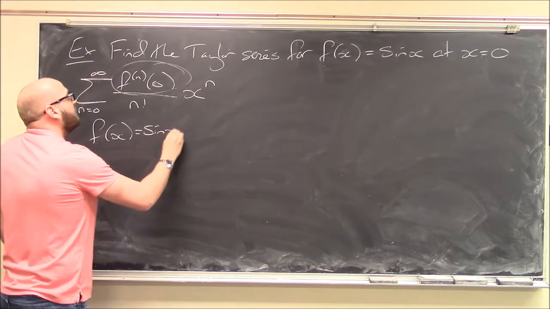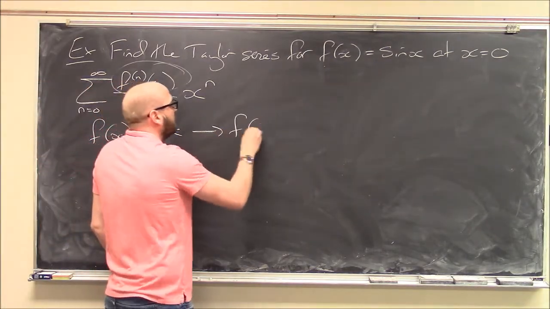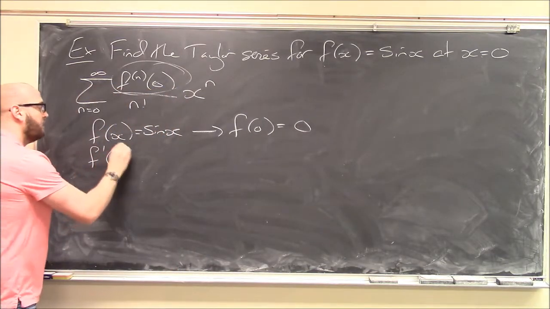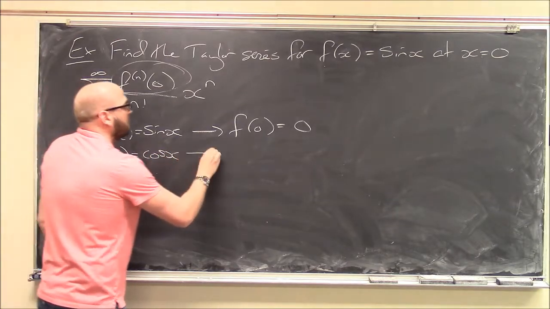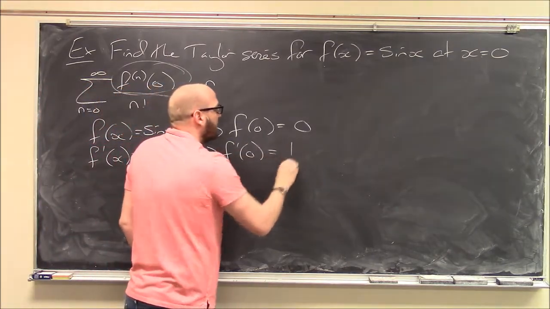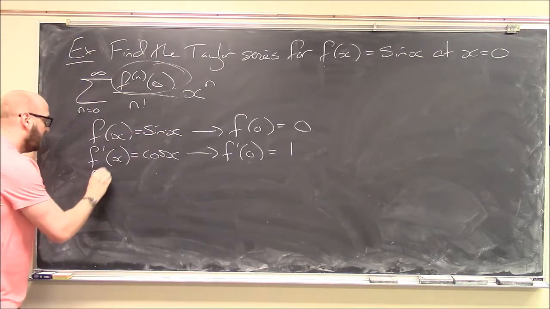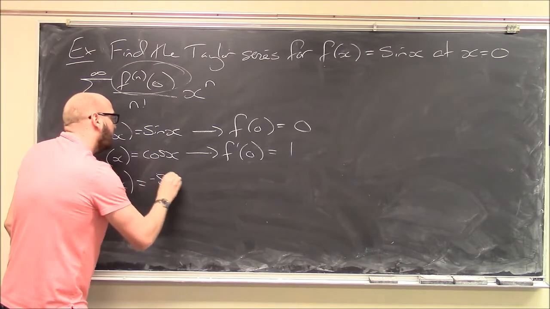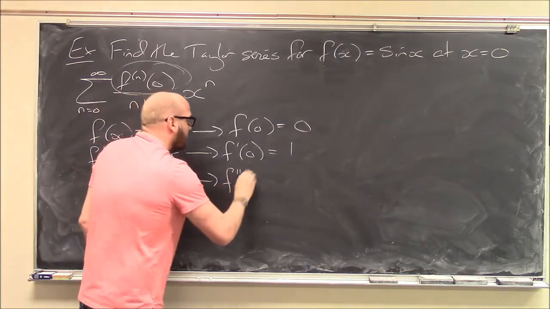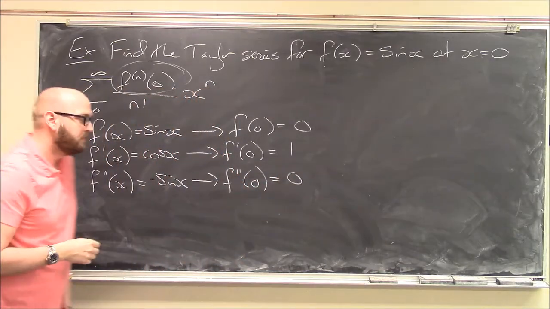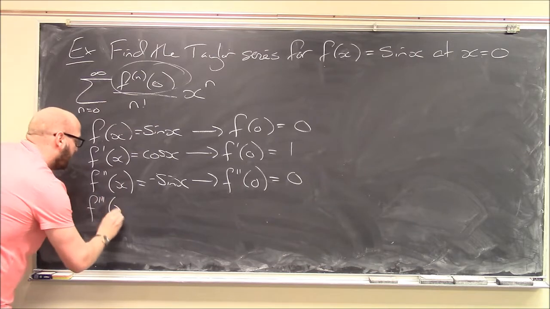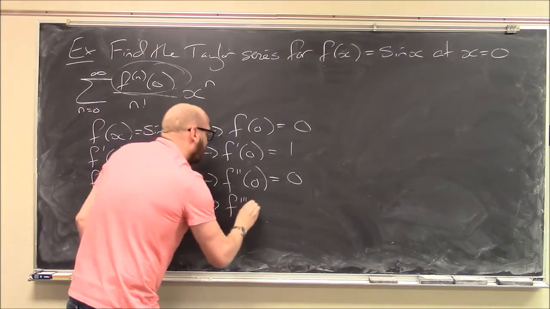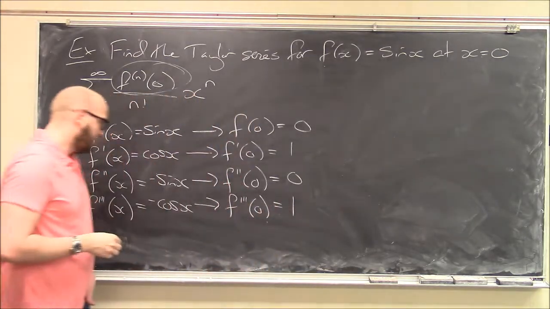F of x is sine x, so that means f of 0 is sine of 0, which is 0. What about my first derivative? First derivative, cosine of x. So that means my first derivative at 0 is 1. What about the second derivative? Second derivative is minus sine x, which means my second derivative at 0 is 0. My third derivative, minus cosine of x. So my third derivative at 0 is minus 1.